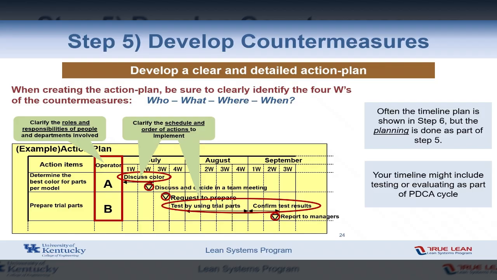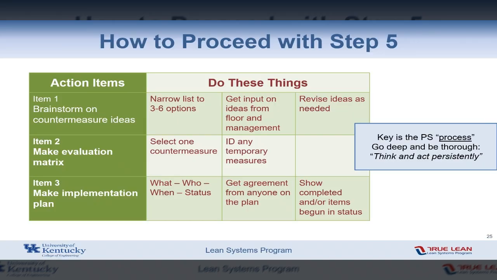This slide summarizes several things we've already discussed in step 5. To summarize briefly, we want to brainstorm to identify possible countermeasures, narrow these down to 3 to 6 options, and seek input from others, and then evaluate these 3 to 6 options with an evaluation matrix to help us select the one best countermeasure. We will then make an implementation plan for this countermeasure. Throughout all these steps, we will involve others, initially for getting countermeasure ideas, then regarding how we should be evaluating these, what factors to be considering, and then on how we implement them. And finally, we will involve others in terms of giving status updates to them.